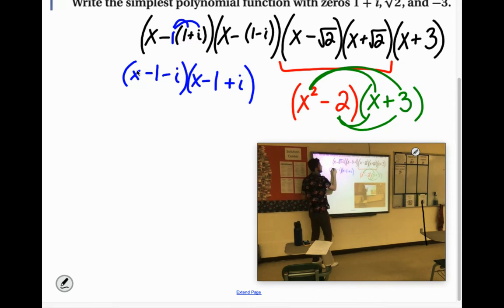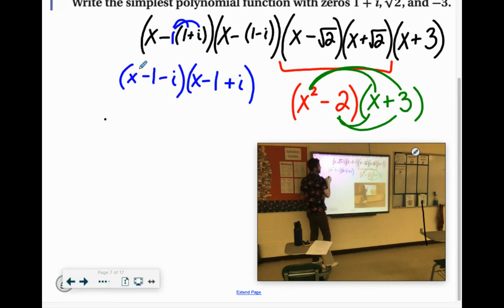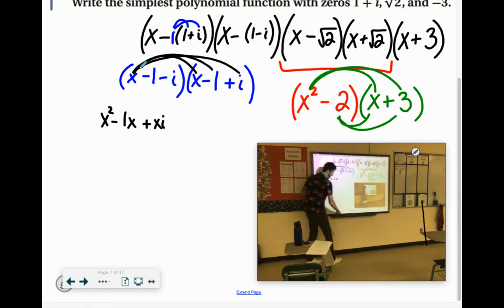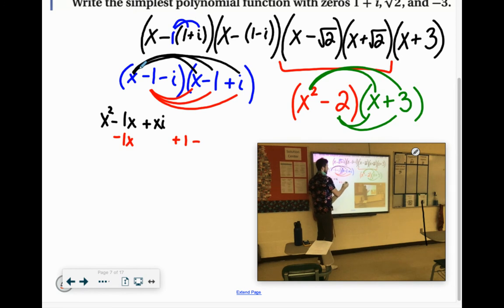So if I multiply all these by x, whoa, hello. x times x is x squared. x times negative 1 is negative 1x. And x times i, we can write as xi. Great, that's not too bad. Now let's get them all with the negative 1. Negative 1 times x is negative 1x. Negative 1 times negative 1 is positive 1, which I don't have any regular numbers here, so I'll give it its own spot. And then negative 1 times i is negative 1i. So I'll write that over here.